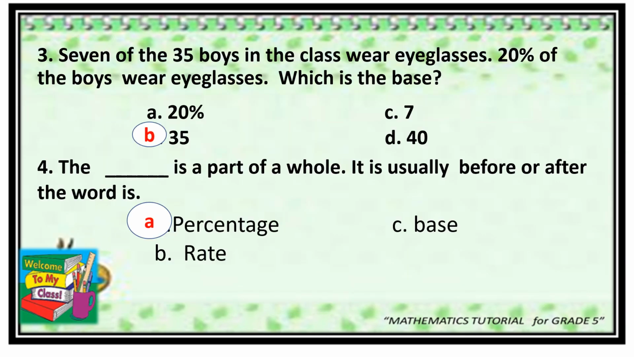Number 3. 7 of the 35 boys in the class wear eyeglasses. 20% of the boys wear eyeglasses. Which is the base? The answer is letter B, 35. Number 4. The blank is a part of a whole. It is usually before or after the word is. The correct answer is letter A, percentage.